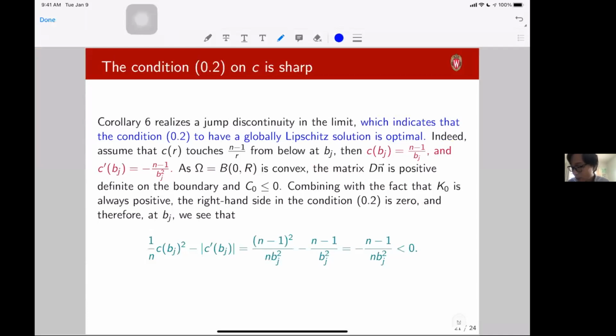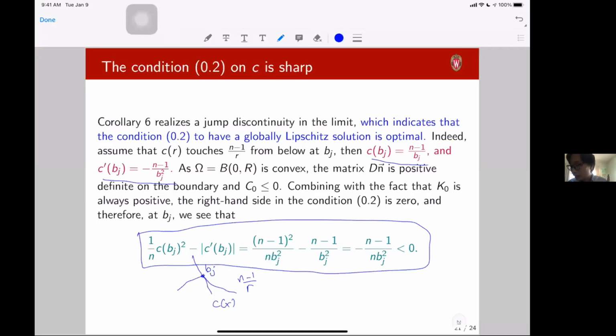So at this point bj here, we can assume, so this is n minus 1 over r, we can assume that our c touches bj from below at this point. So this is c, the forcing term. If it touches bj from below at this point, then we have this condition, c of bj equal to this, and c prime of bj equal to this. And if we just compute it, we're going to have this computation.